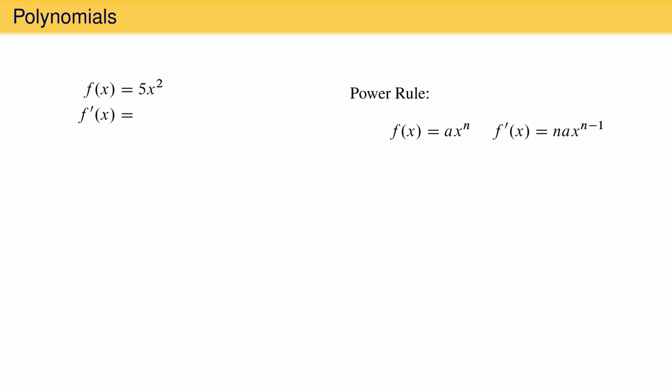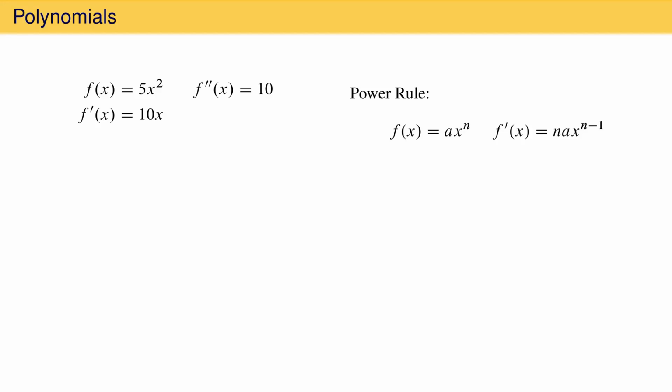This allows us to quickly evaluate the first derivative of 5x squared as 10x, which is obtained by multiplying the constant 5 by the original power 2 and then lowering the exponent from 2 to 1. We can take the first derivative of this result to obtain the second derivative of the original function, which is 10, using the power rule.